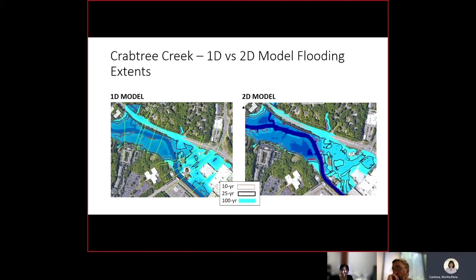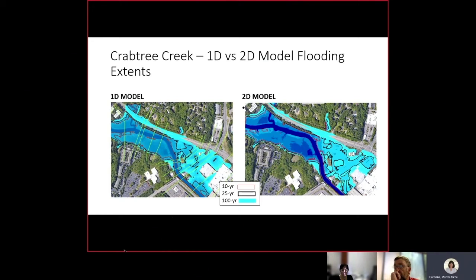The black line is a 25-year storm. And while the 1D model defined it with small impacts to parking lots, the 2D model actually found that there were more impacts to the parking lots and actually one impacting the Creedmoor Road right here. Both models, 1D and the 2D, actually had similar extents for the 100-year storm, and both models predicted similar impacts to all parking lots in the area and to the roads, Glenwood and Creedmoor.